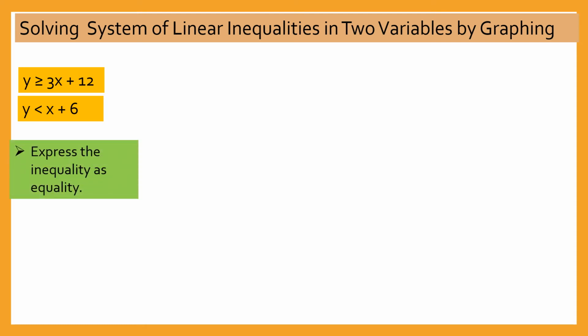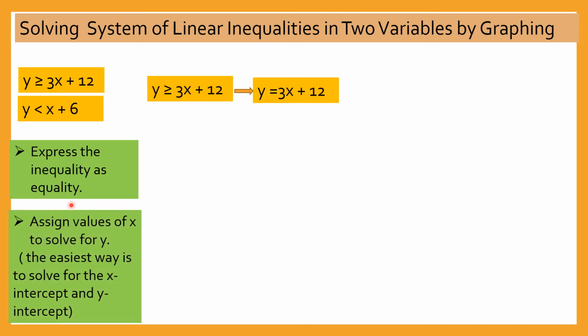So first, we're going to express the inequality as equality. So let's start with the first one. Y is greater than or equal to 3x plus 12. As equality, it is y is equal to 3x plus 12. Next is to assign values of x to solve for y, at least two values of x. But the easiest way here is to solve for the x-intercept and the y-intercept.